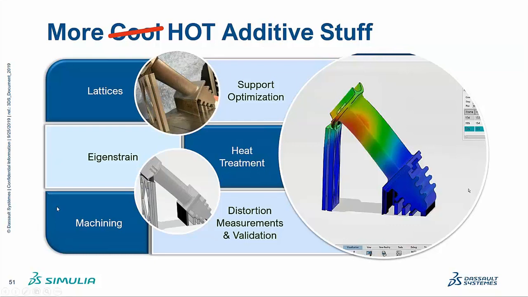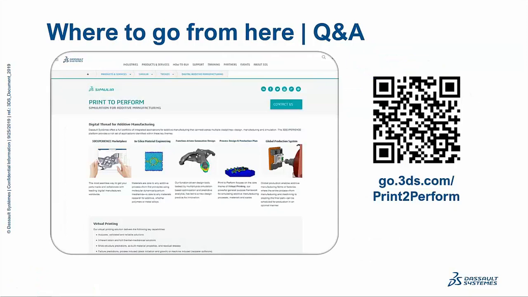So where to go from here? The first place, if you're curious, is to go to our microsite called Print to Perform. That's the name for our solution for additive manufacturing. And you can use the QR code on the right-hand side, or simply type in the URL as we have listed at the bottom.